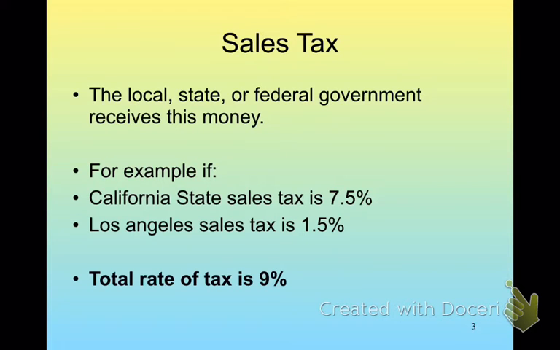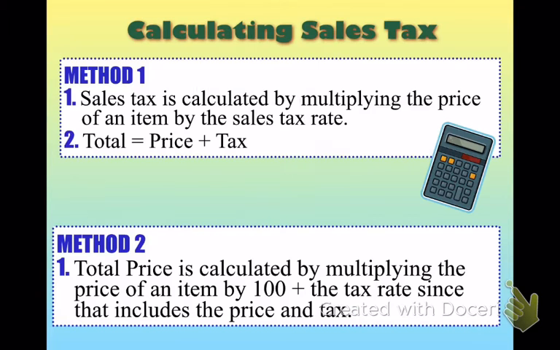We're going to be looking at sales tax a little later in our performance test specifically. All right, so how do we calculate sales tax? There are two methods. Method number one: the sales tax is calculated by multiplying the price of the item by the sales tax rate. We already kind of did that when we did percent of a number. Then we take that tax amount and add it back to the original price.